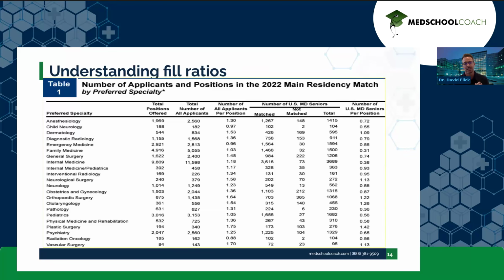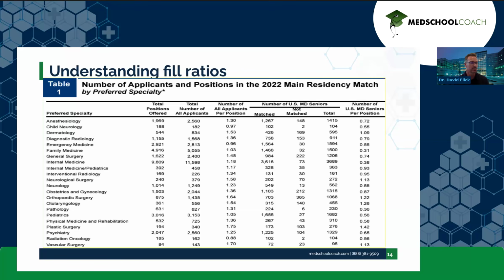I want to draw your attention to column number 3, okay? Column number 3 is the fill ratio. And this tells you basically how many applicants get into these programs over how many applicants apply, okay? The closer that number is to 1 makes it kind of an easier specialty to get into, because there's roughly 1 applicant for every spot. The farther you deviate from that number, the more competitive it becomes.